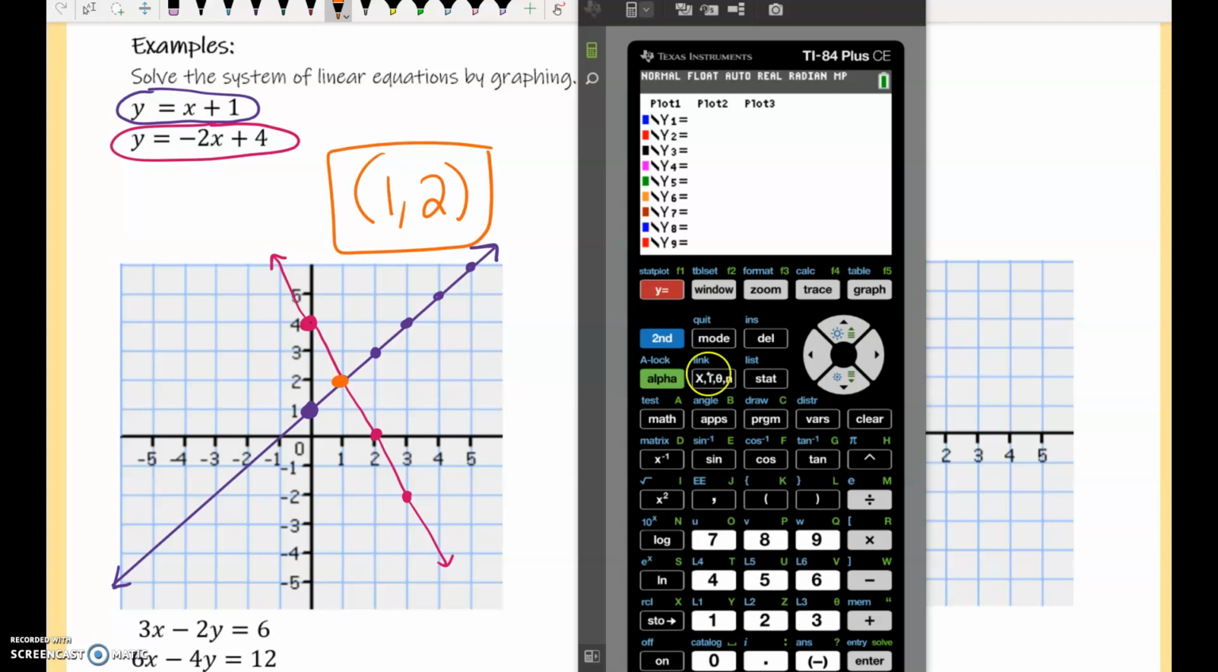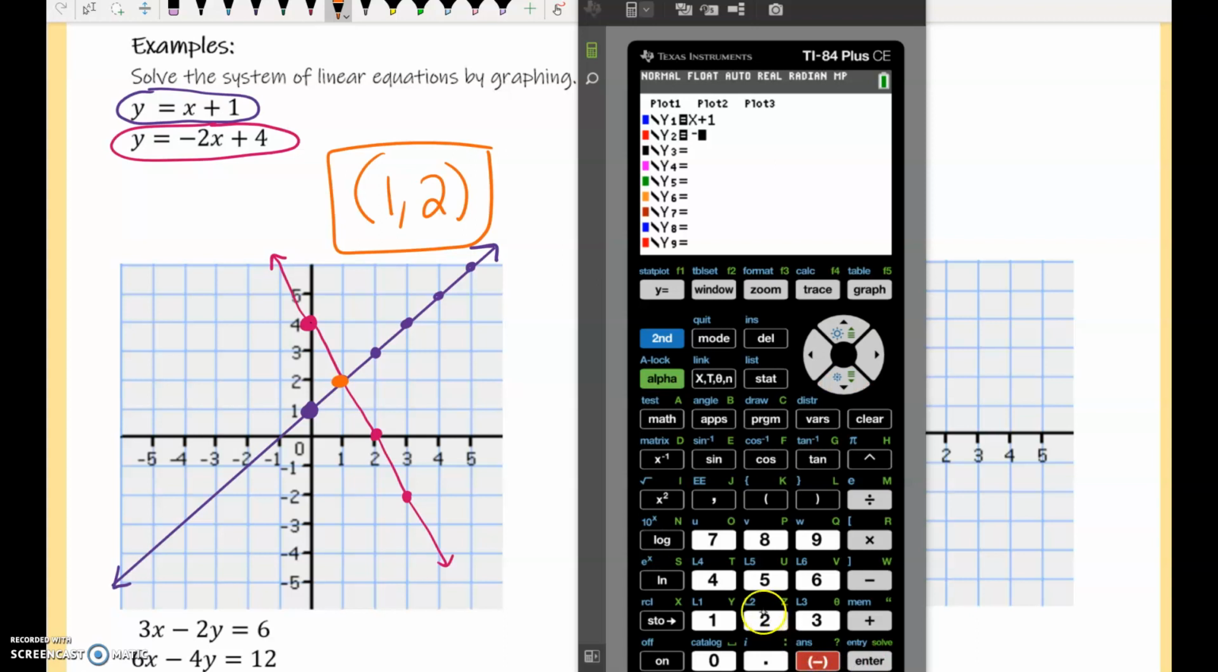So x plus 1. X is the button right next to the green alpha button. I just highlighted it in red. So x plus 1. Go down to the next line. -2. On a graphing calculator, when you're using negative, do not use the minus button. There's a negative button down here next to enter.